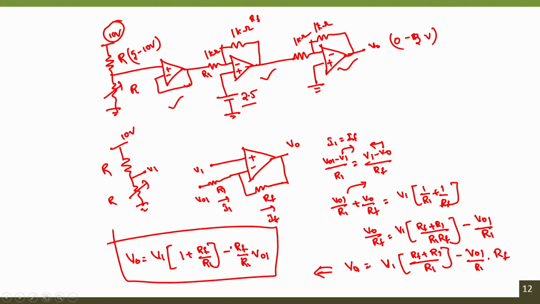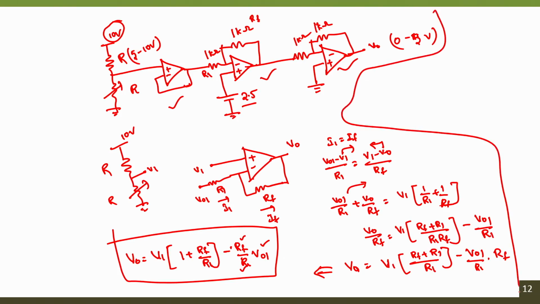So, now what we have to do? We know that when we design, we have to select a proper offset voltage VO1 as well as the resistance values of RF and R1 in order to get output as 0 for 5 volts and output as 5 for 10 volts. So, for simplification, I will consider RF is equal to R1. So, we can write V0 is equal to 2 V1 minus VO1, which is similar to what we have seen in the previous case, right.